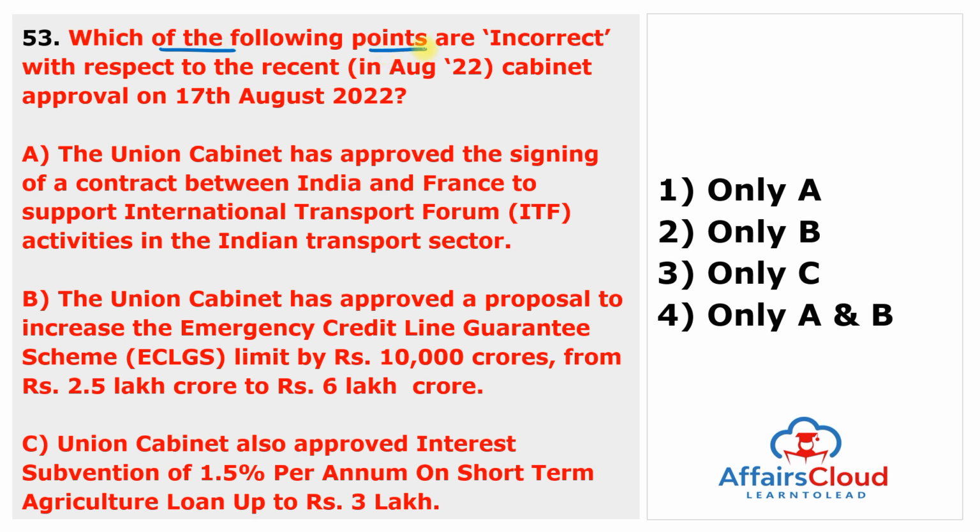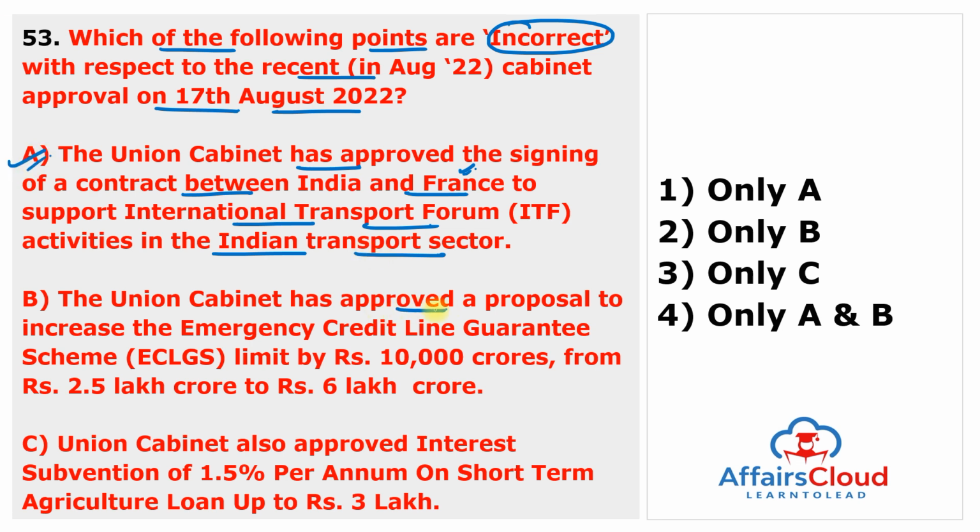Which of the following points are incorrect with respect to the recent cabinet approval on 17th of August 2022? So we have to find out the incorrect statement. First is, the Union Cabinet has approved the signing of a contract between India and France to support international transport forum activities in the Indian transport sector. It means France will develop India's transport sector in a better manner. So this statement is true.